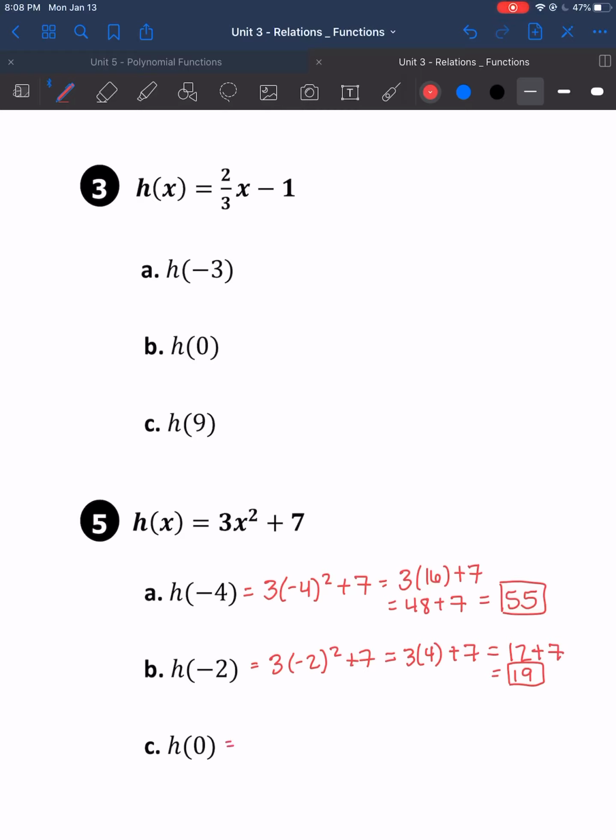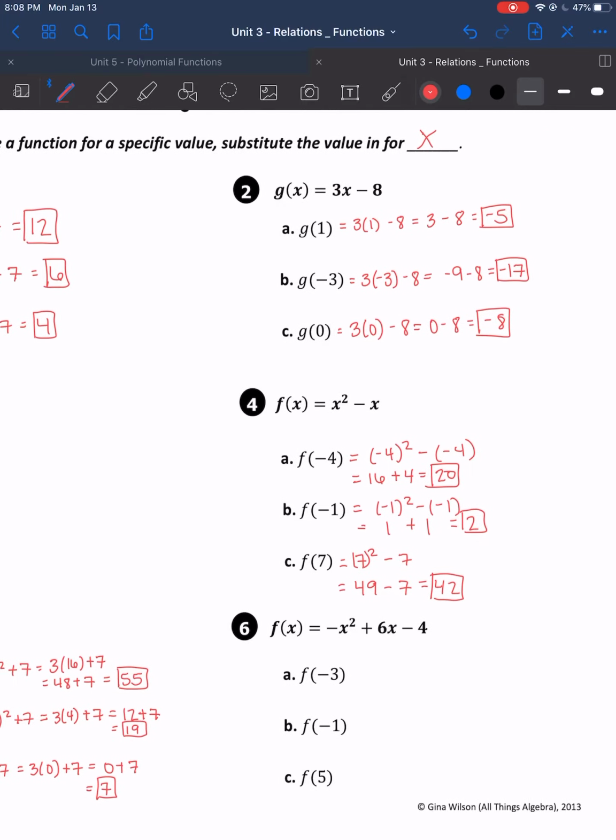And last but not least, h of 0. So 3 times 0 squared plus 7. 0 squared is 0. So 3 times 0 plus 7. 3 times 0 is 0. 0 plus 7 gives me 7. So h of 0 is 7.